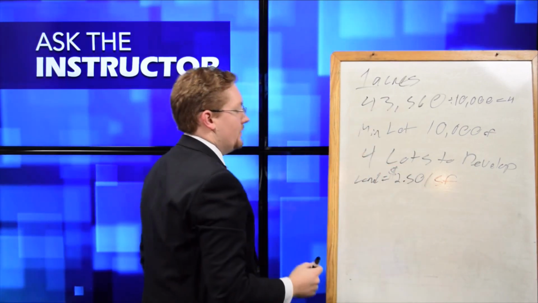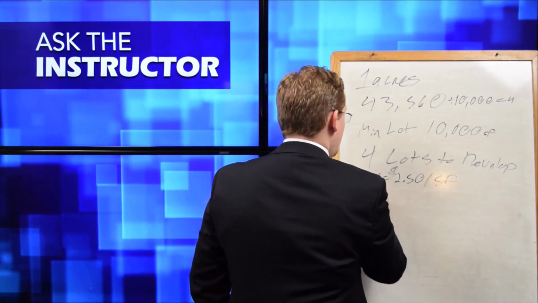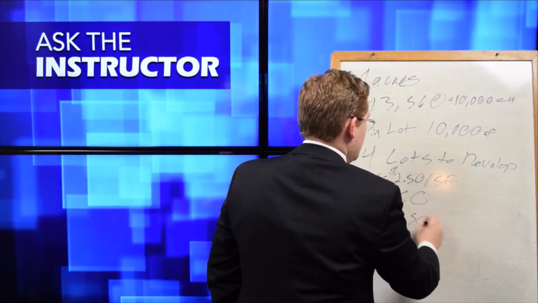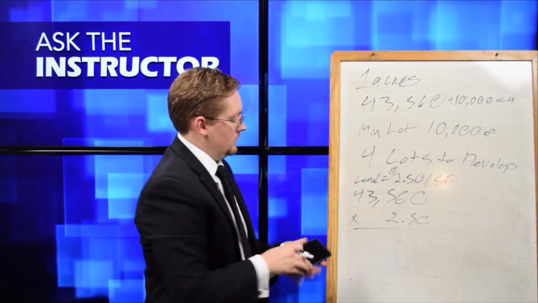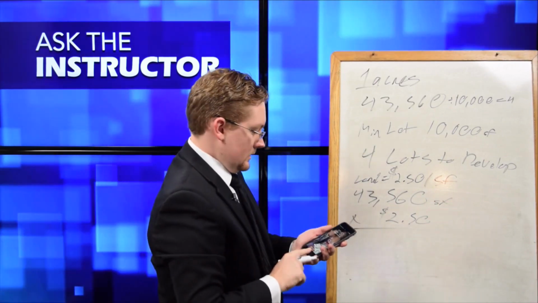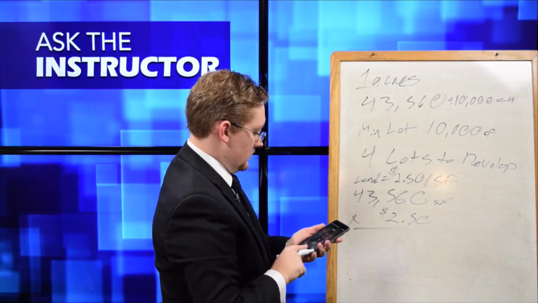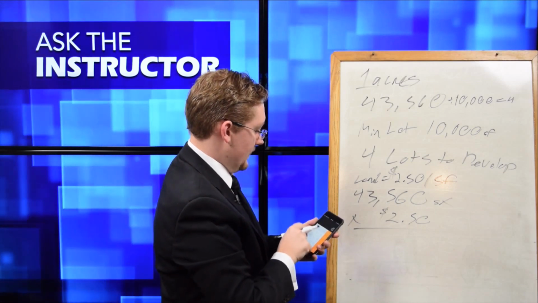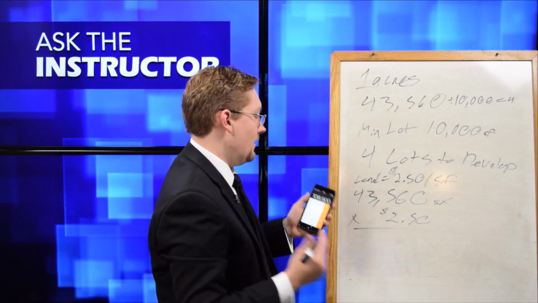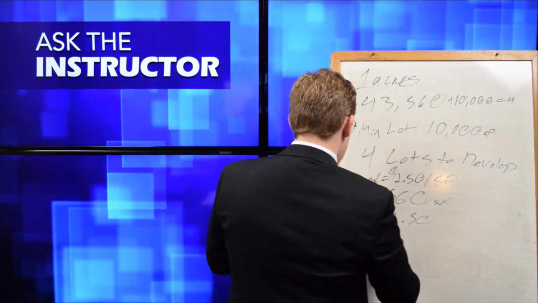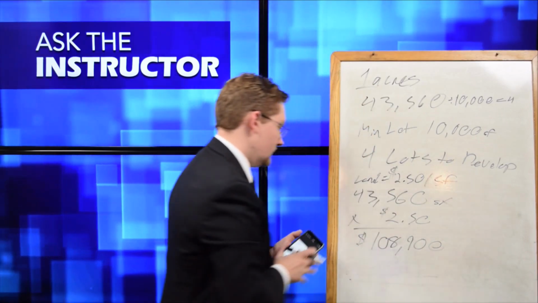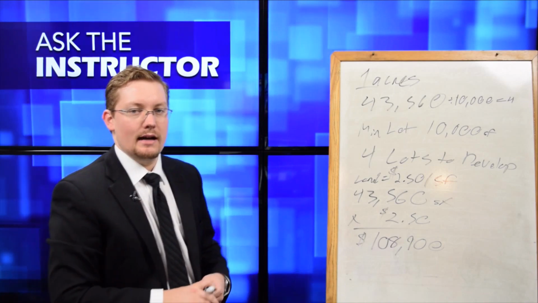We have 43,560 square feet total, because we're just dealing with 1 acre here. We're going to multiply that by $2.50. Again, don't drop your signs out here, so we take our 43,560 square feet, we multiply that by $2.50 per square foot, and we end up with a dollar cost of this land of $108,900. So this land costs $108,900.